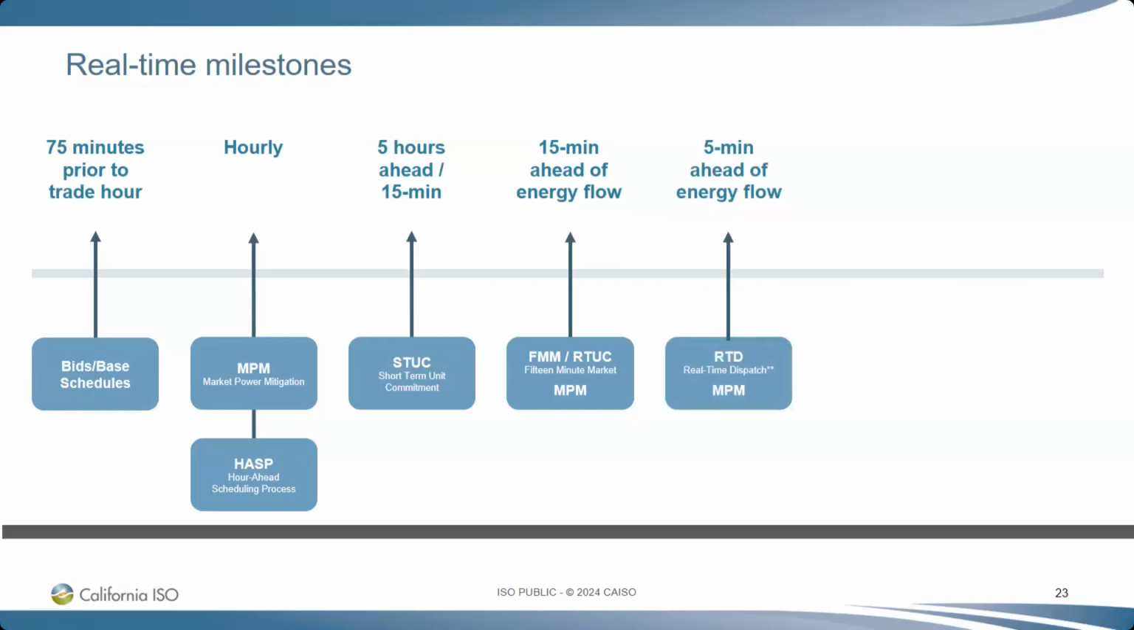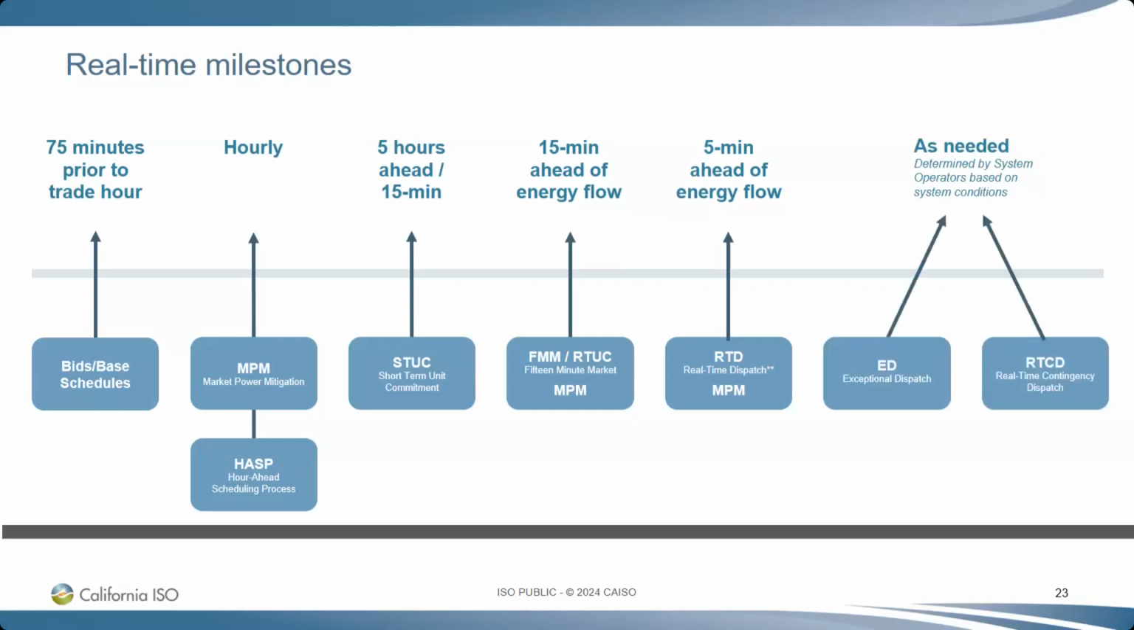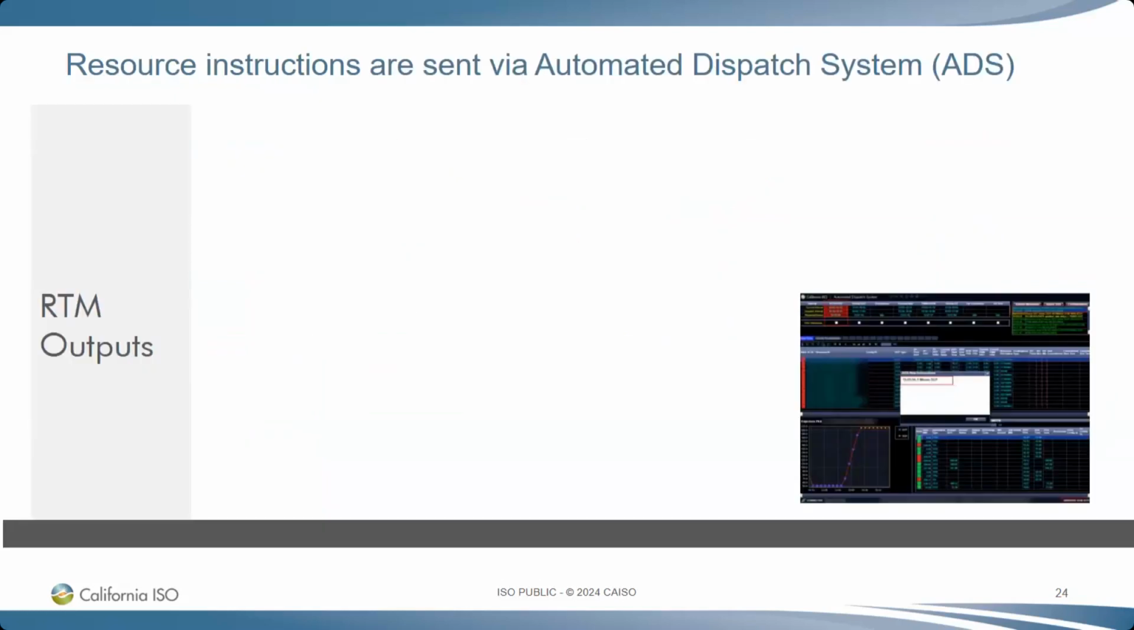And then we break it down a little bit further, that 5-minute, that's the RTD, the real-time dispatch. And there's market power mitigation going on in those optimizations at that time. So these are processes that are going on every part of every hour, and it never stops. But then as needed, and this will be determined by the system operators at the ISO based on system conditions, there are exceptional dispatches and RTCD, which are real-time contingency dispatches. And we'll talk about those in just a moment.